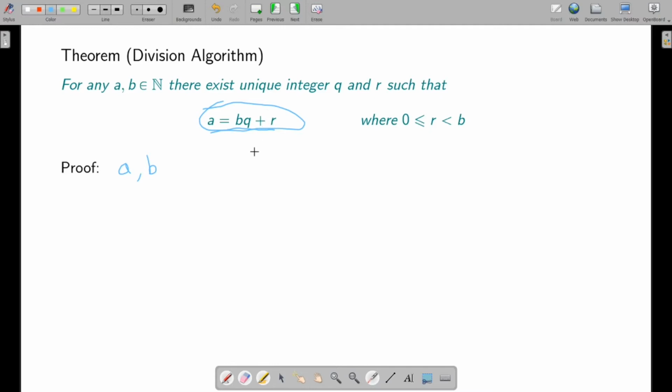That is, you can't get some other integers. In other words, if a is equal to b times q1 plus r1, and a is also equal to b times q2 plus r2, where r1 and r2 lie between 0 and b, then r1 will have to be equal to r2 and q1 will have to be equal to q2. This is what the division algorithm is. So you can find these unique integers.